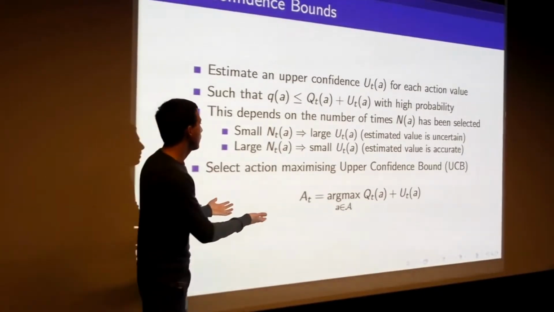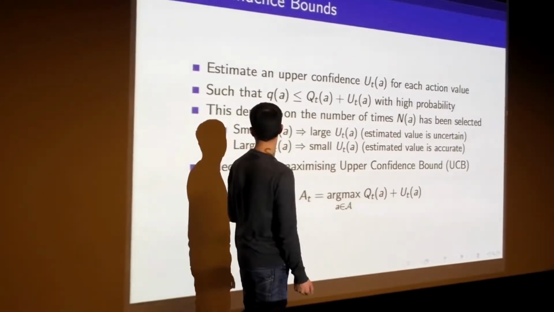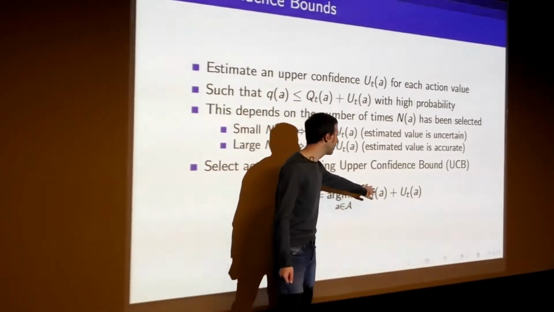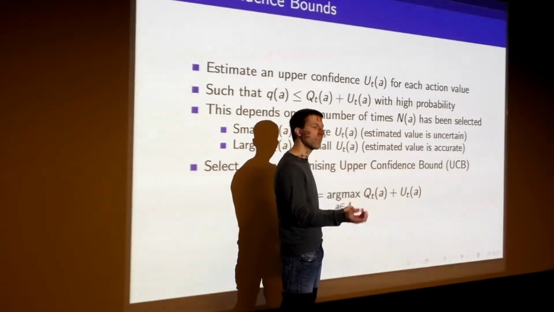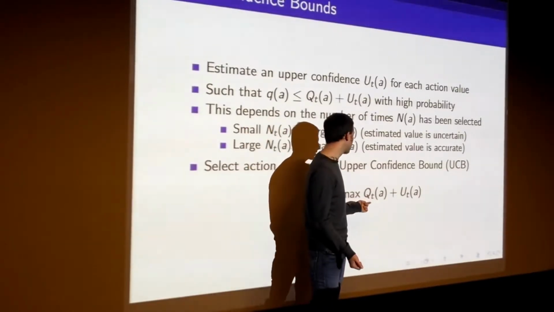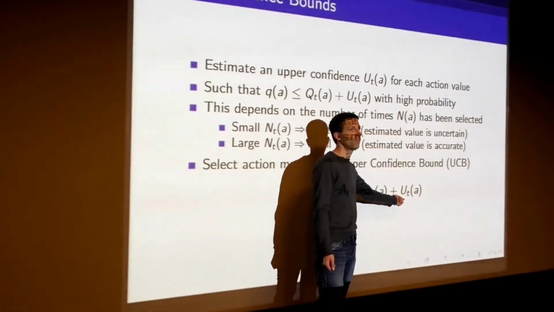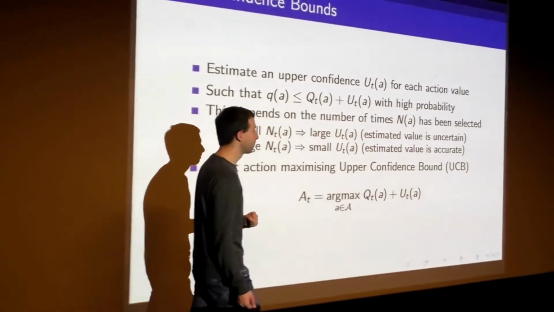And so the algorithm is really simple. We call this UCB. We select the action that maximizes the upper confidence bound. So instead of maximizing over Q, or instead of adding on some random thing, we pick the action that maximizes Q plus this upper confidence value, U. Okay. Is that clear?